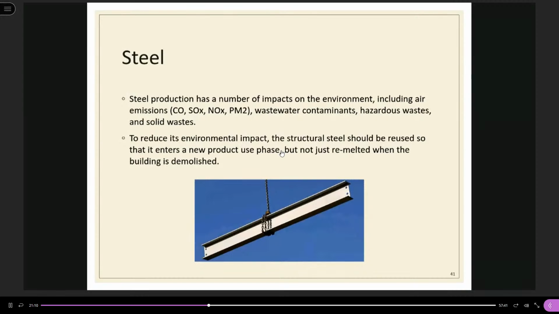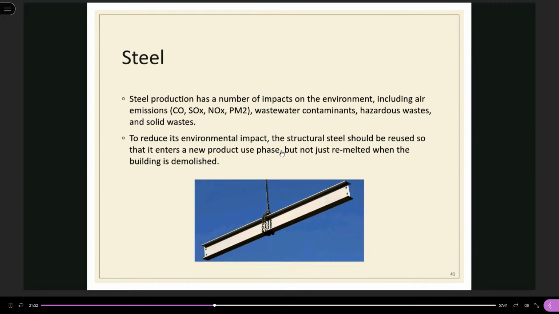Steel production has a number of impacts on the environment, including air emissions of these gases: carbon monoxide, sulfur oxide, nitrous oxide, PM2.5, and wastewater contaminants, hazardous waste, and solid waste. So when you produce steel in manufacturing, you have to consume much energy. You have to use up much water, and in the manufacturing process, it produces many hazardous gases and waste.